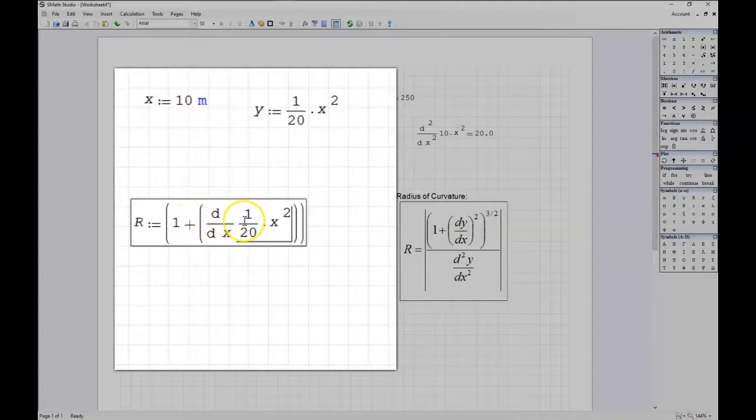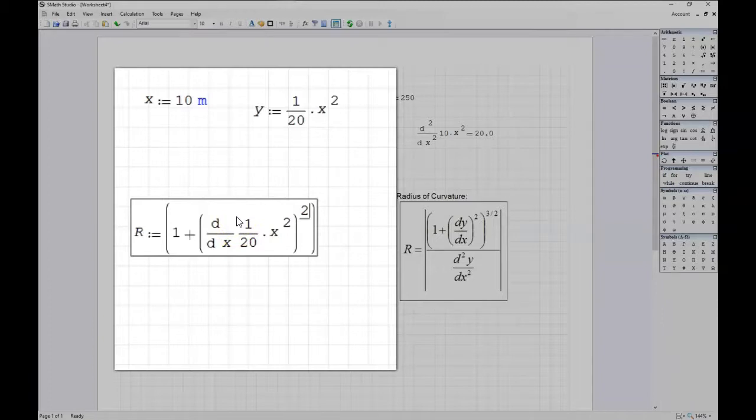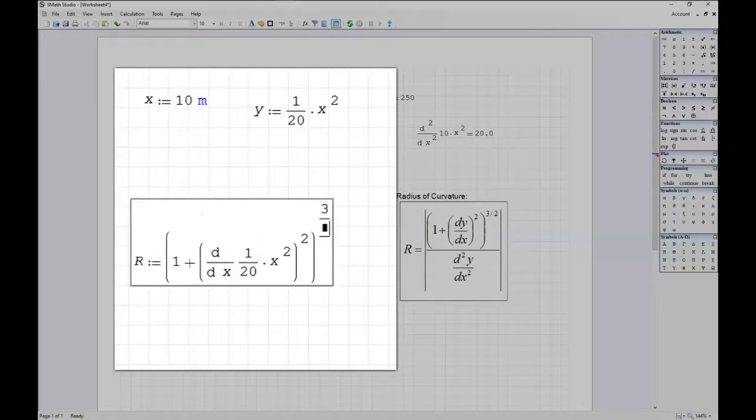Now this derivative is squared, and so I'm going to need to use my arrow keys to move around so I'm outside the parentheses, and here we are. Now I'm going to raise that to the second power. Now I need to have my parentheses that we see here raised to the 3/2 power. I can also use my space bar. Now I'm going to raise this to the 3/2 power.